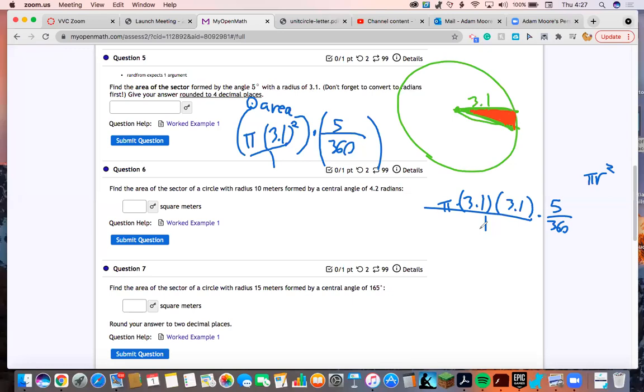I wouldn't bother to try to reduce stuff much ahead of time, because we're going to be doing calculator stuff anyway, and these decimals are going to work against you in reducing, but do whatever you want. Same thing with this one. It's going to be the area, pi r squared. And then you're just going to say it's the number of radians out of however many radians there are. It's not 360 when we're doing radians, it's 4.2 radians out of 2 pi. Same idea with this next one here. Let's see what else we got.